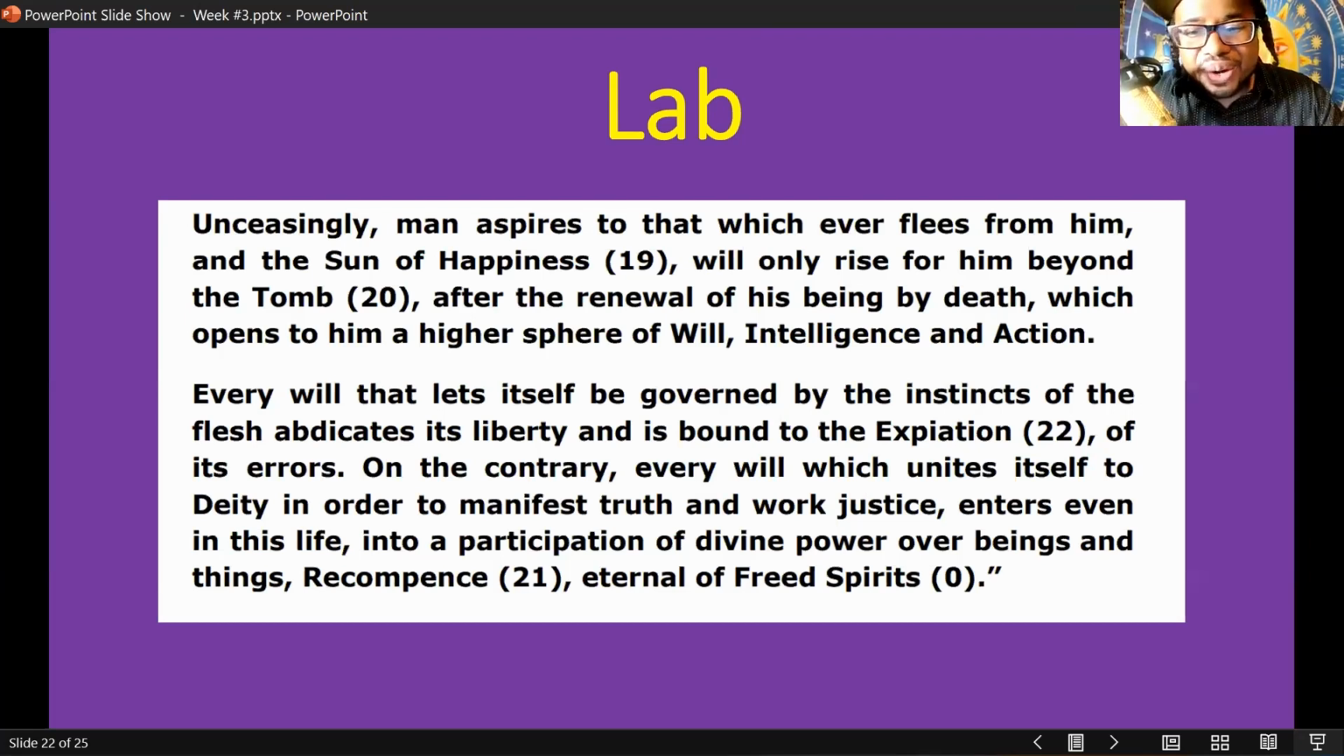After the renewal of his being by death, which opens to him a higher sphere of will, intelligence, and action. Every will that lets itself be governed by the instincts of the flesh abdicates its liberty and is bound to the expiation. I gotta speak on this. In other words, when you allow yourself to be governed by the physical, then you're bound to the expiation, which is number 22.